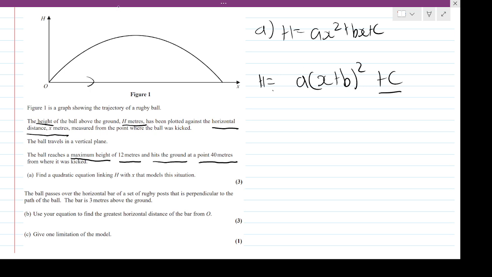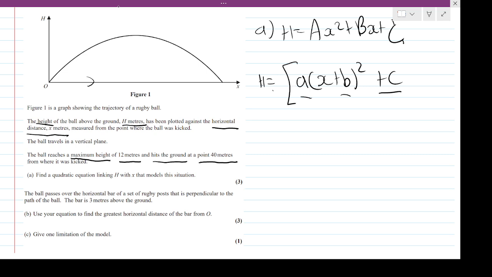Also bear in mind the a, b, and c are not necessarily the same a, b, and c here. Actually, I should probably pick different letters to show that they're not exactly the same. So big A x squared and big B x and big C. They're not necessarily the same, but hopefully you get the idea.